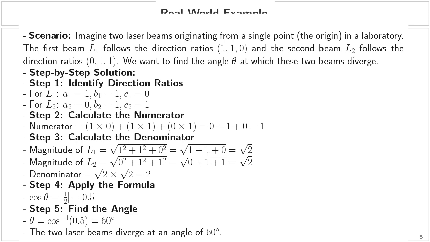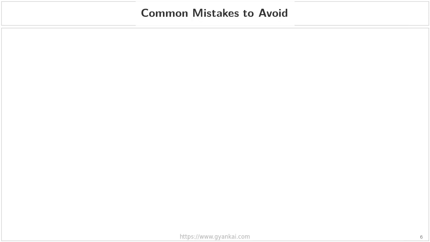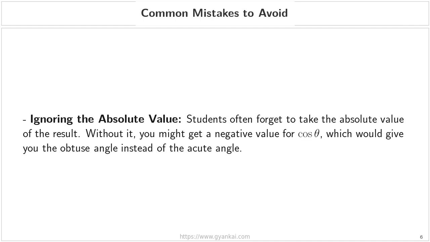But before we wrap up, I want to point out a few common pitfalls to watch out for in your own calculations. Common mistakes to avoid. Now, before we wrap up our lesson and move on to the final summary, I want to pause and discuss some common pitfalls. Even if you understand the formula, small errors can lead to the wrong answer. First, please be very careful not to ignore the absolute value. As we used in the formula on slide 3, those vertical bars are crucial. If you forget them, you might end up with a negative value for cosine theta, which would actually give you the obtuse angle, the larger angle, instead of the acute angle we are looking for.